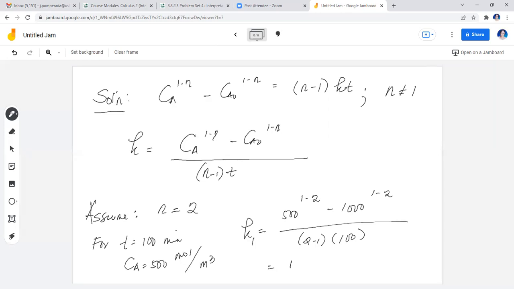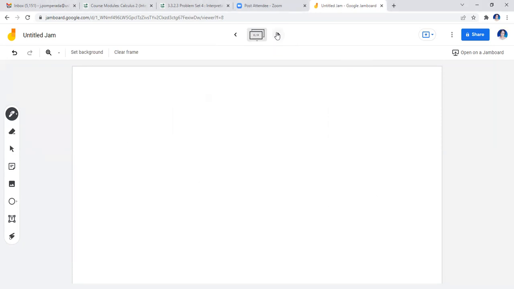Your answer is 1 times 10 raised to negative 5. Okay, everybody got that answer. So this is our K1. Now we go to K for the second pair of information.